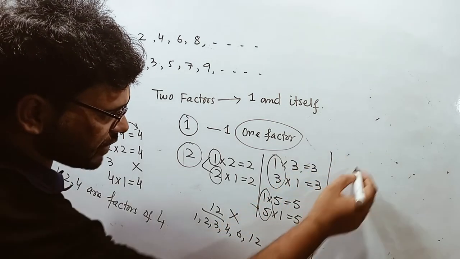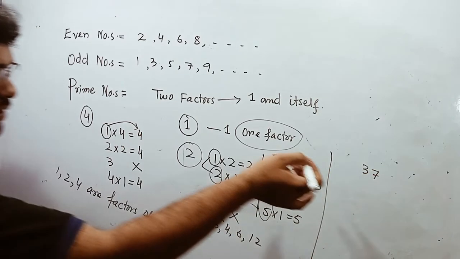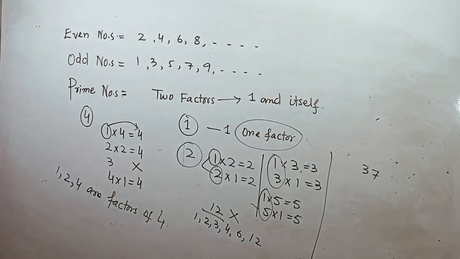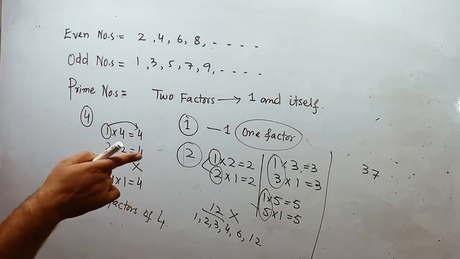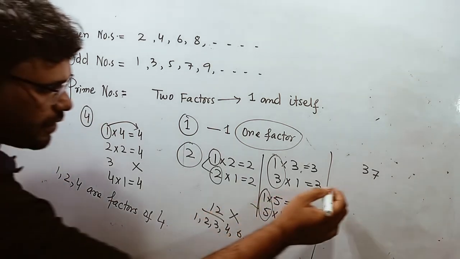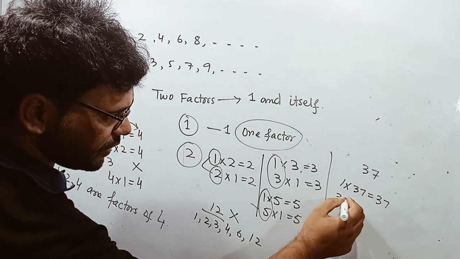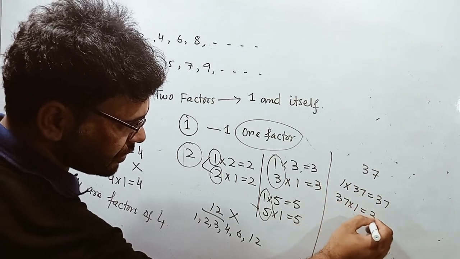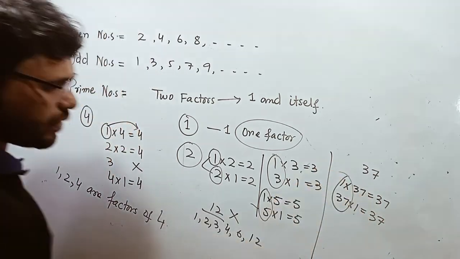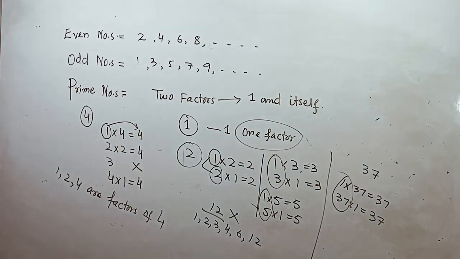Now next I will take the 37. You can see 37, there is no other number other than 1 and itself that can divide the 37. So 1 into 37 is 37. 37 into 1 is 37. Only 2 factors, 1 and itself. So this is the prime number.